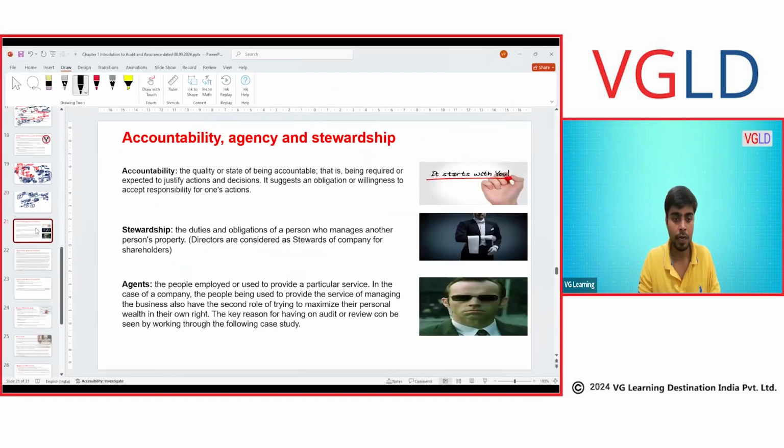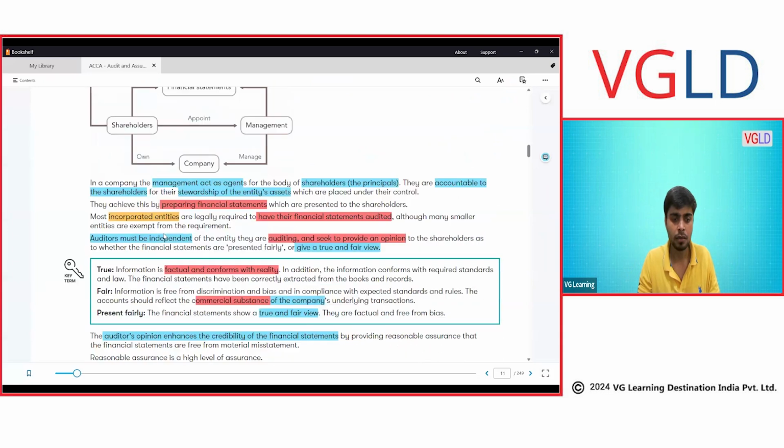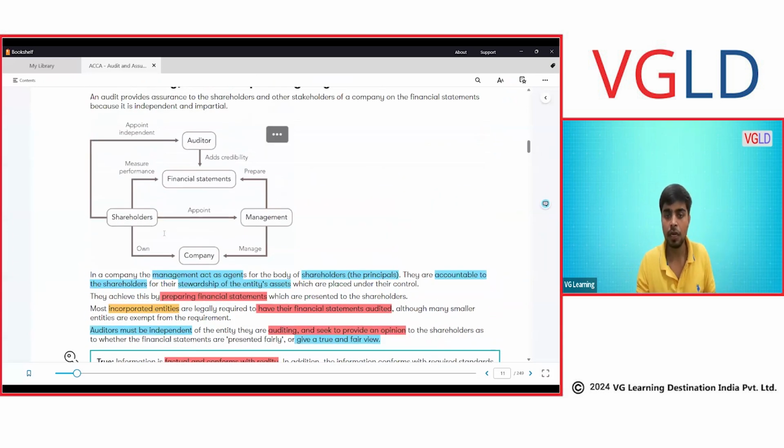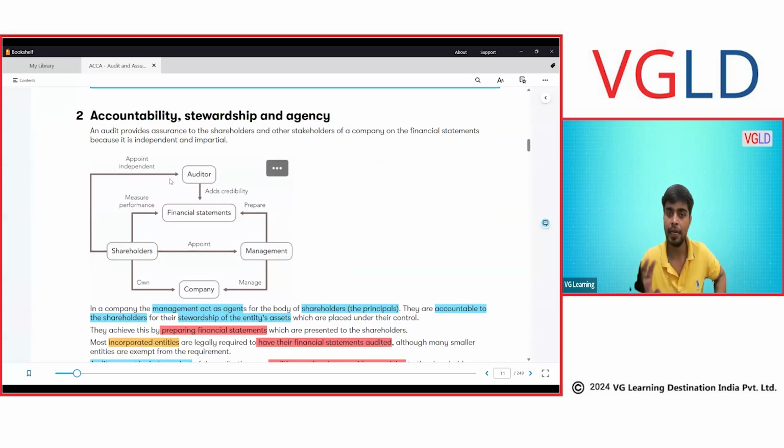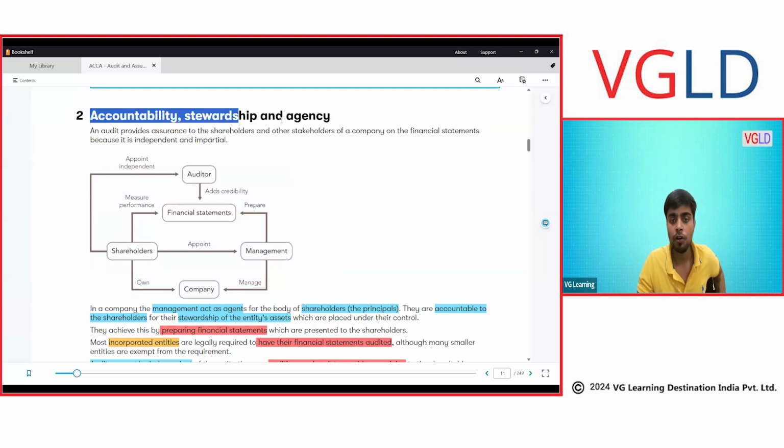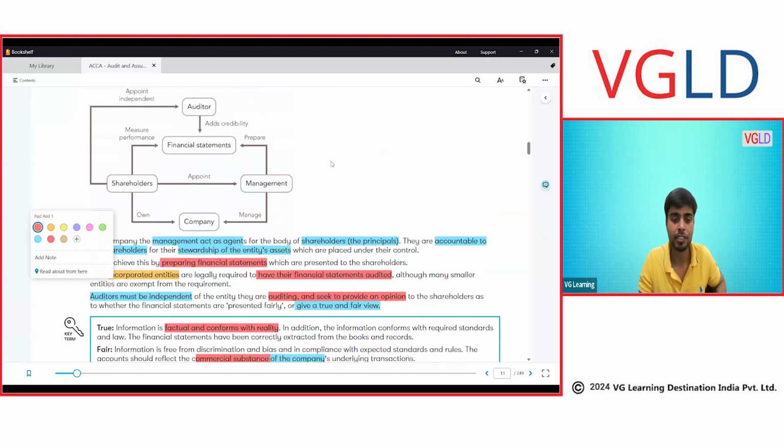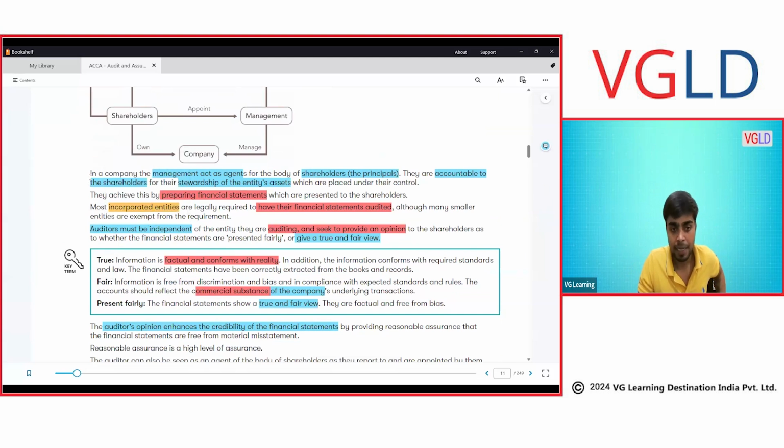Before we go ahead, just for the sake, let's read this for a moment and then we'll come back. Accountability, stewardship, and agency. Oh no, this line I will have to explain. In a company, management act as an agent of the body of shareholders. What this line is saying: management slash director act as an agent of shareholders. They are accountable to shareholders for their stewardship of the entity's assets, which are placed under their control.